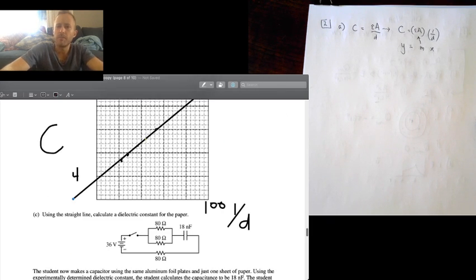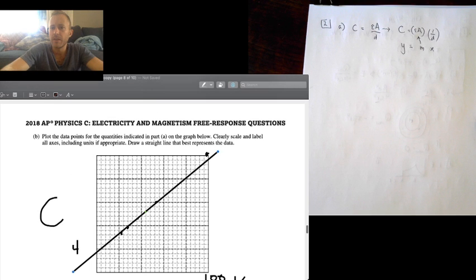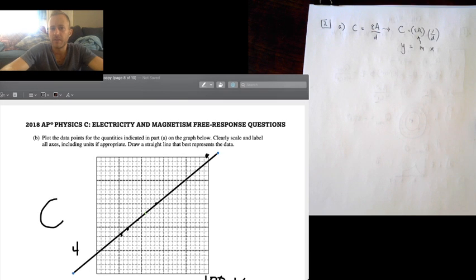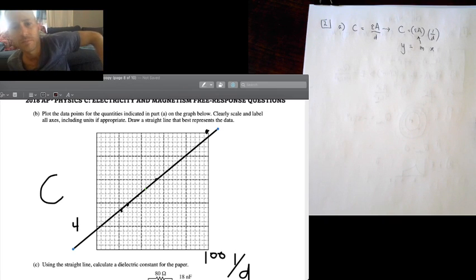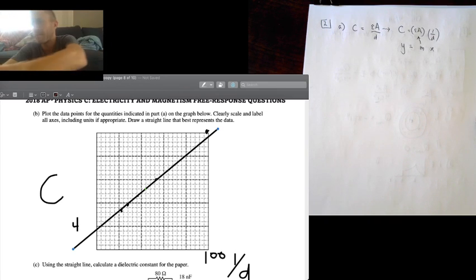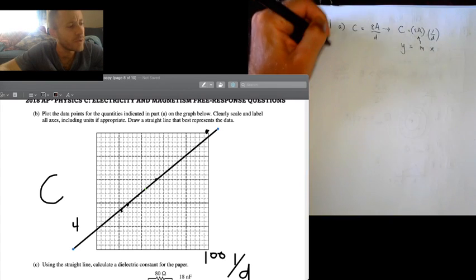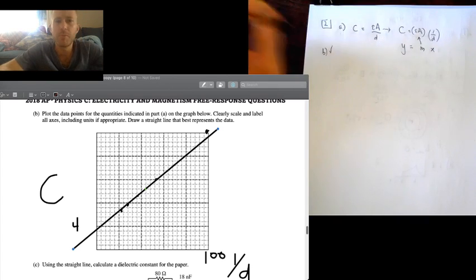So one of the things you can see is that this does not have an intercept of 0. That means that there's some kind of systematic error. So we did part B. Now we do part C.